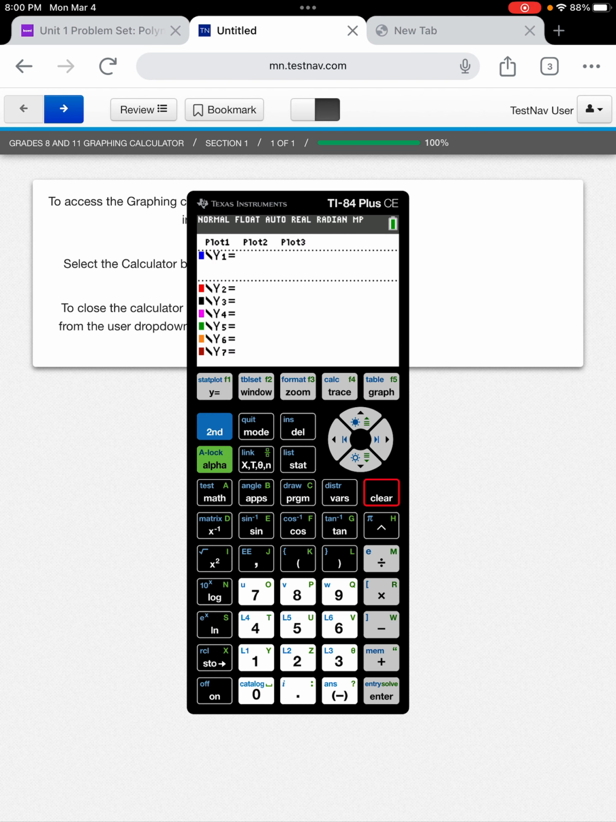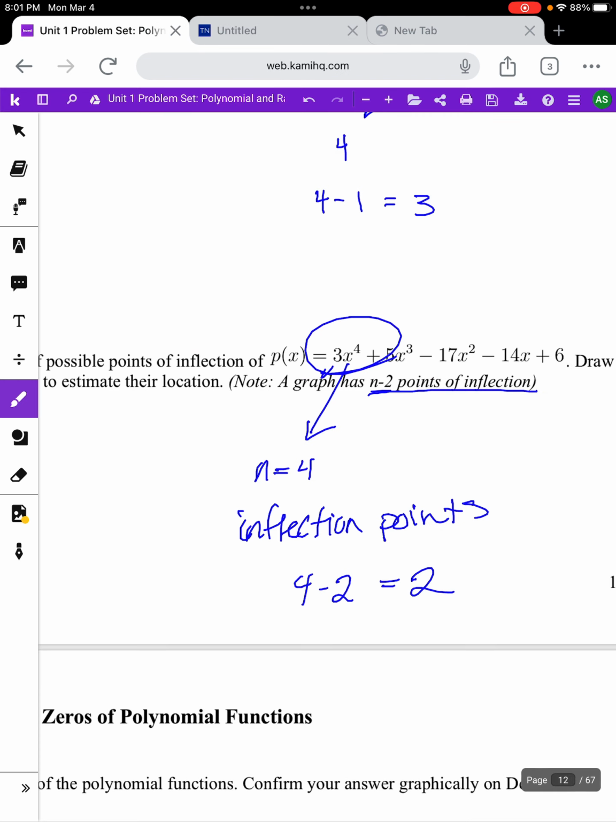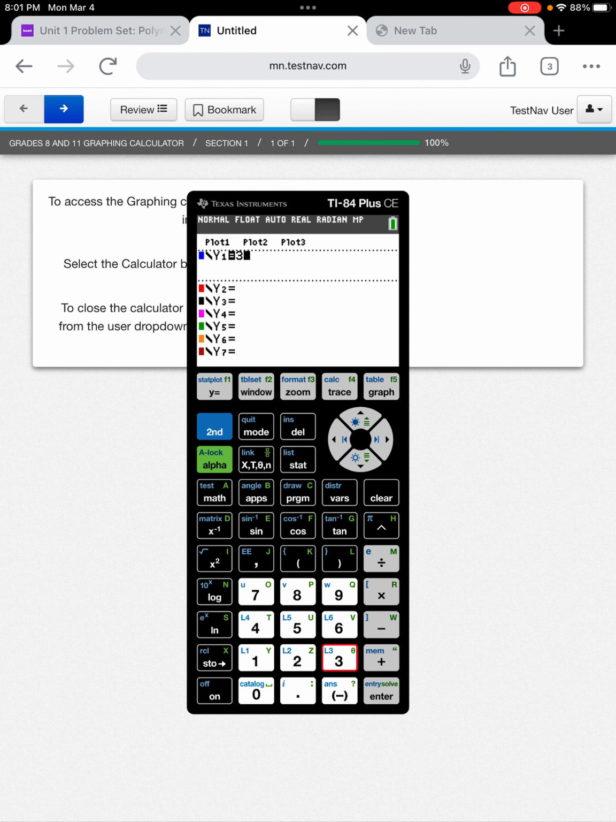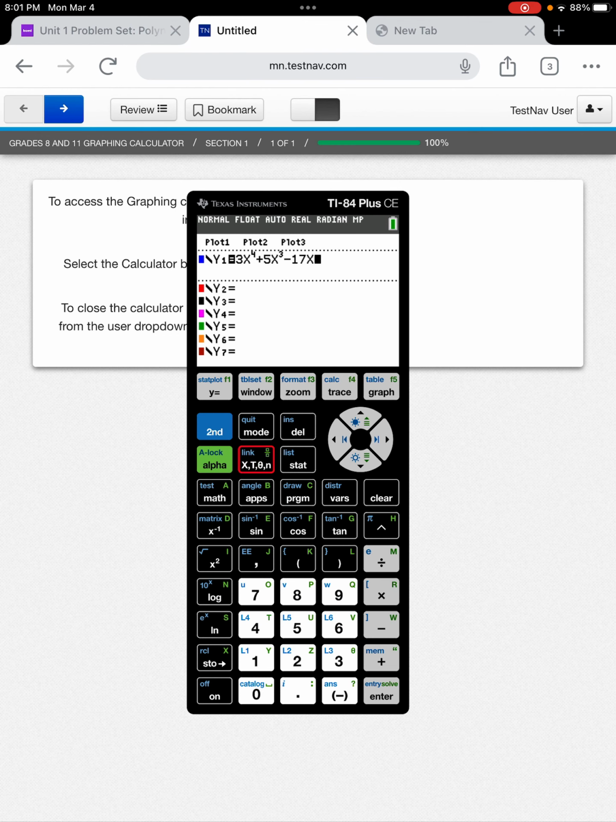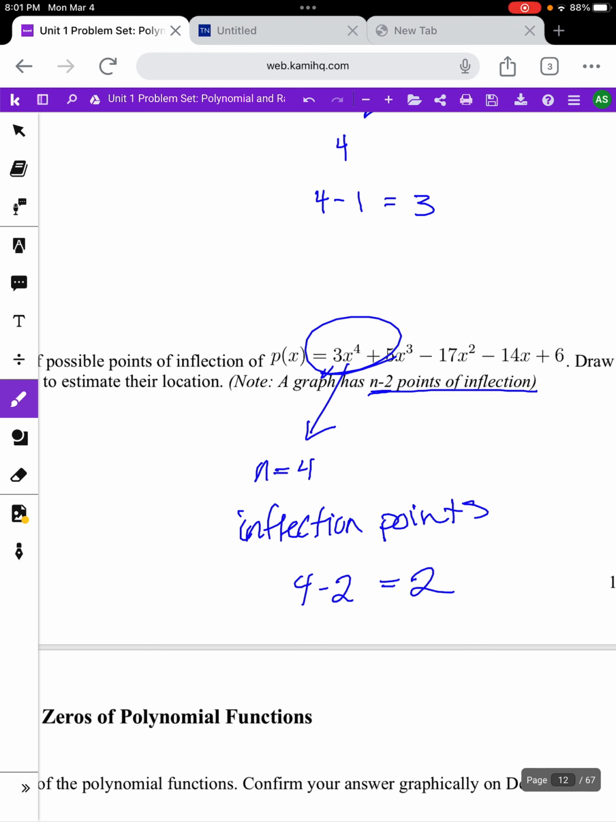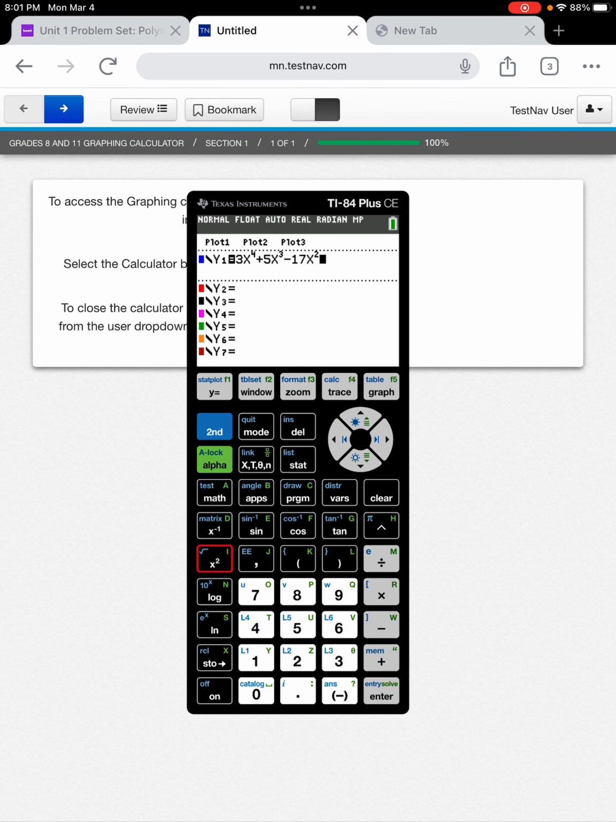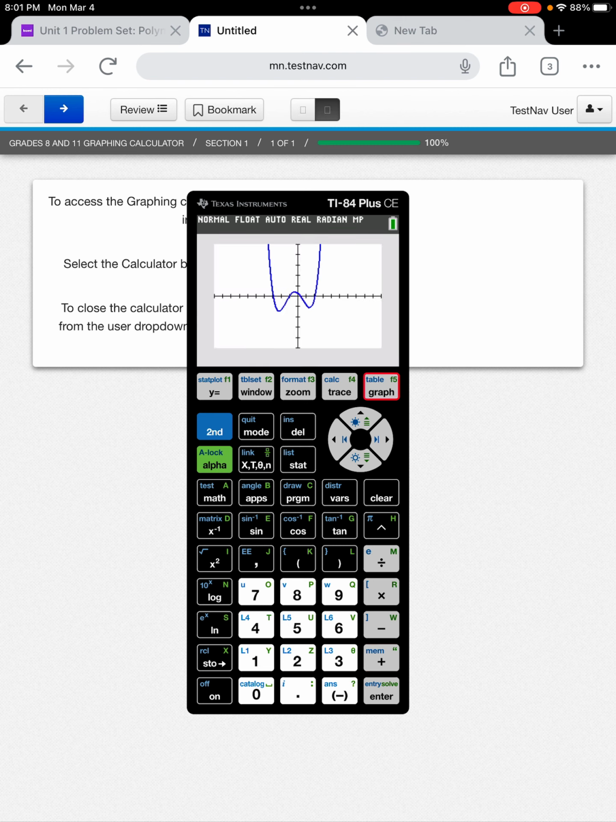Y equals, I'm going to press clear because I'm not using that equation anymore. 3x to the fourth plus 5x to the third minus 17x squared minus 14x plus 6. Graph. And there's my graph. That actually worked out really nicely with my window.